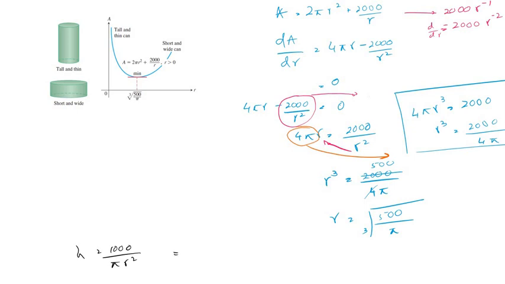So r should be about 5.42 centimeters, and accordingly when you substitute r squared here, h would be 1000 over pi times 5.42 squared, which is a value of 10.84 centimeters. So that's the answer.